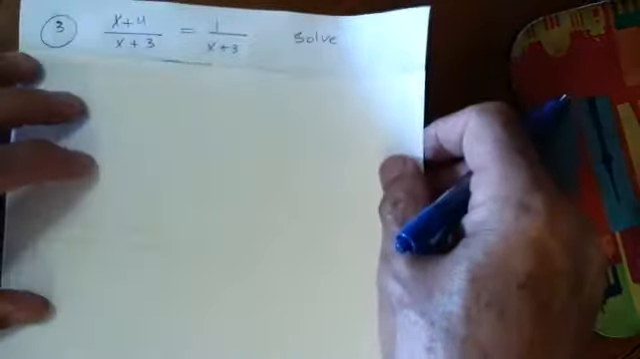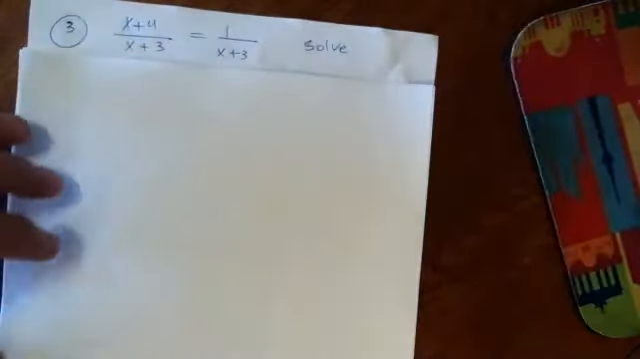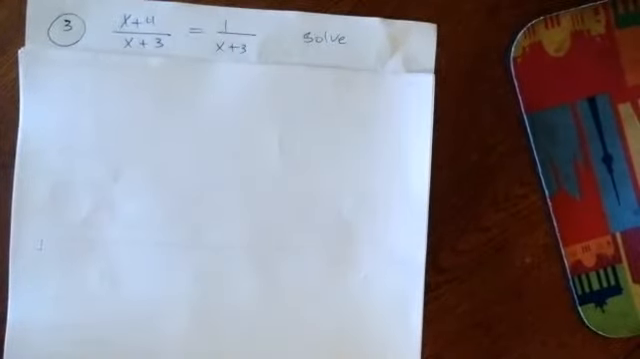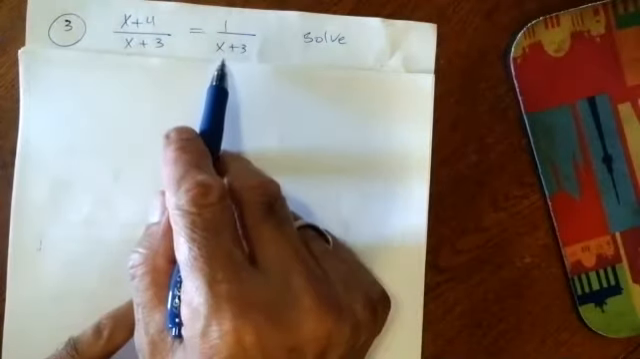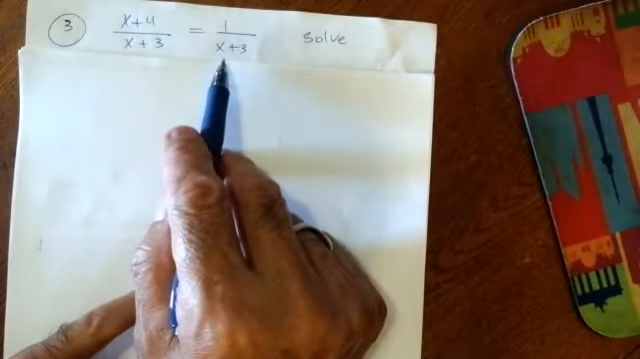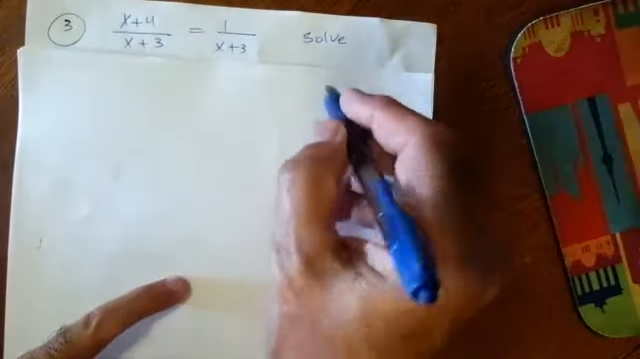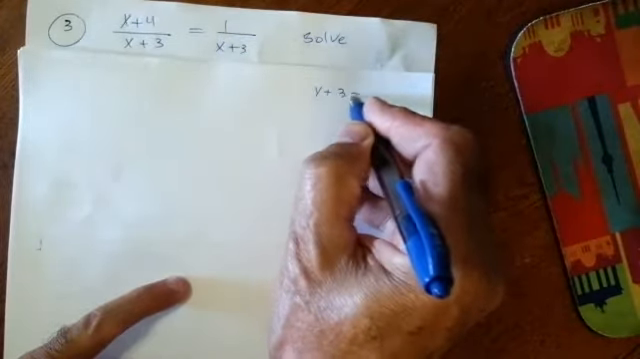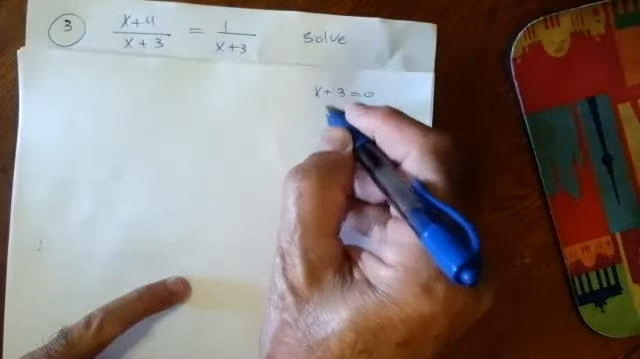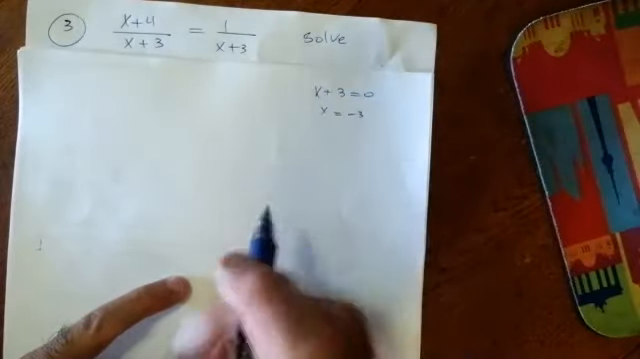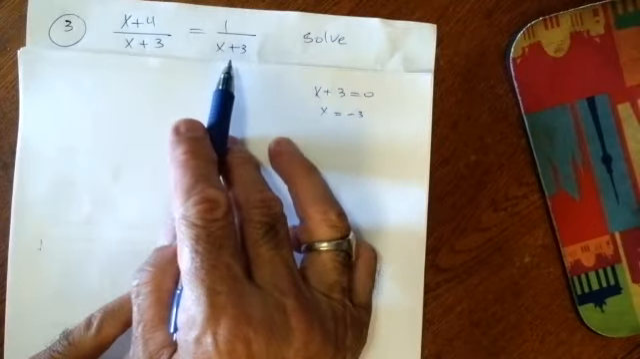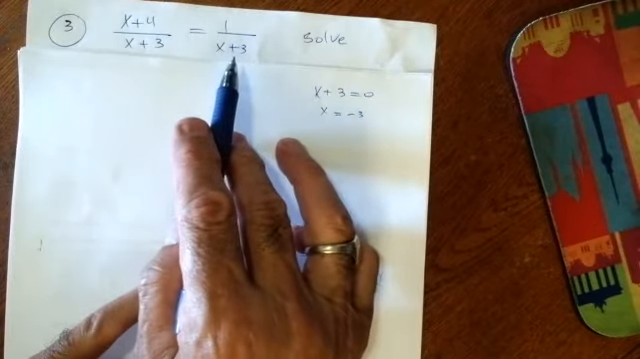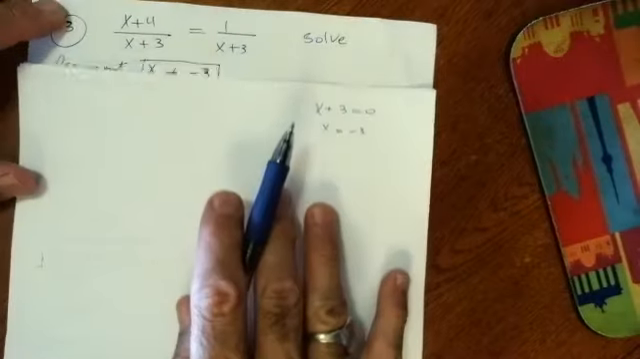Problem number 3. When you want to solve fractional equations, before you actually solve the equation, you always have to see what number would make the denominator 0. Like here, what number would make x plus 3 equal 0? That would be negative 3, because if you put negative 3 here, negative 3 plus 3 is 0. So before you solve the equation, you want to make sure that your final answer should not be negative 3.